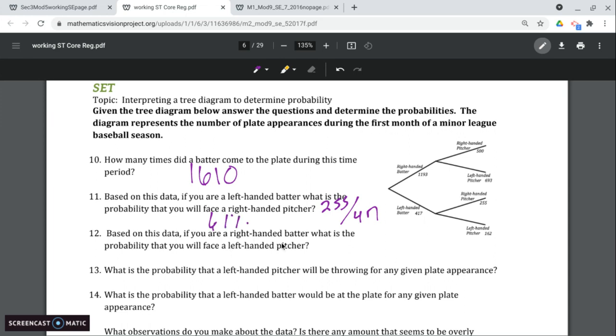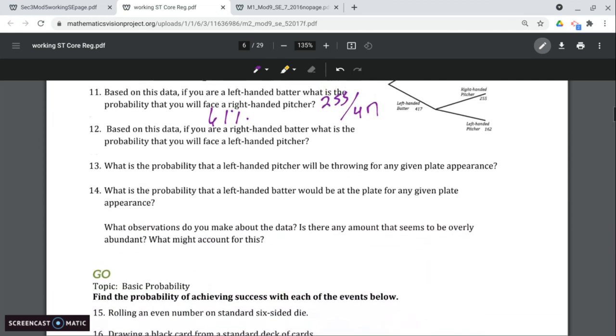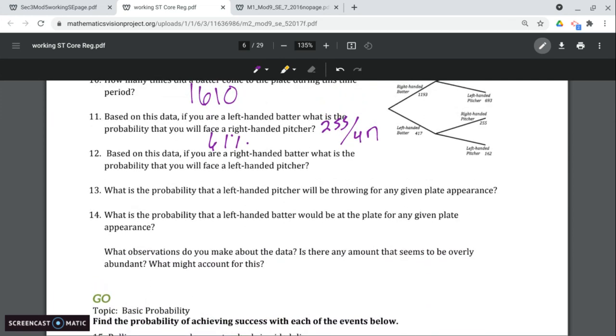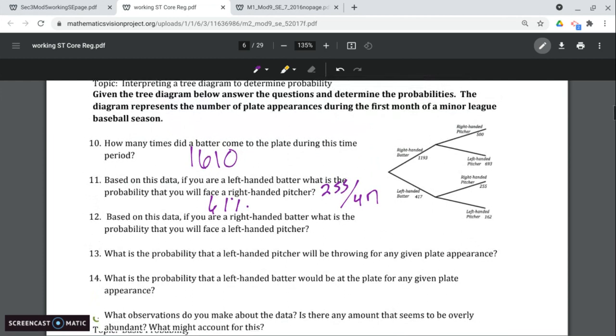Based on this data, if you're a right-handed batter, what's the probability you will face a left-handed pitcher? Do the same idea. Go for right-handed batter, left-handed pitcher, and divide the two to find your percent. What's the probability that a left-handed pitcher will be throwing for any given plate appearance? So we want to look at all the left-handed pitchers.